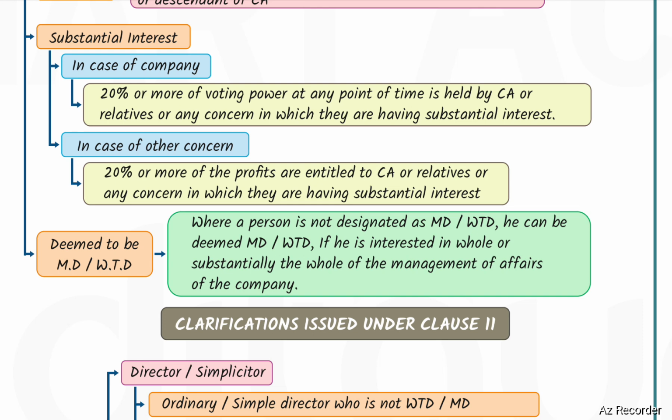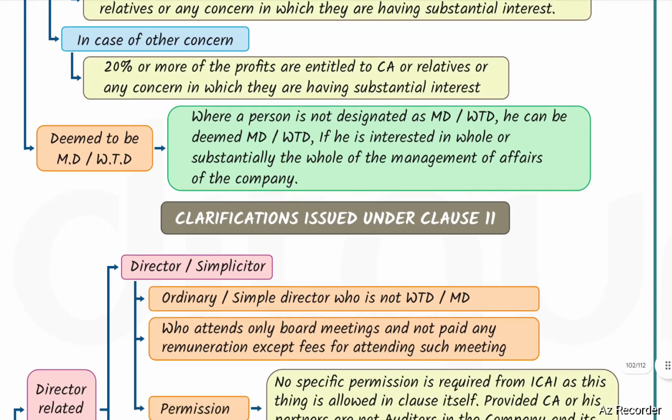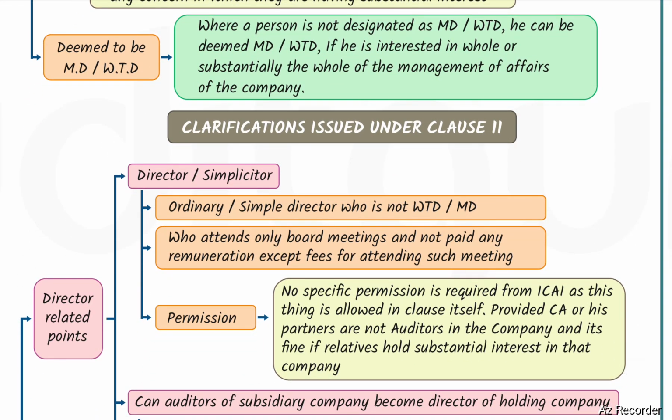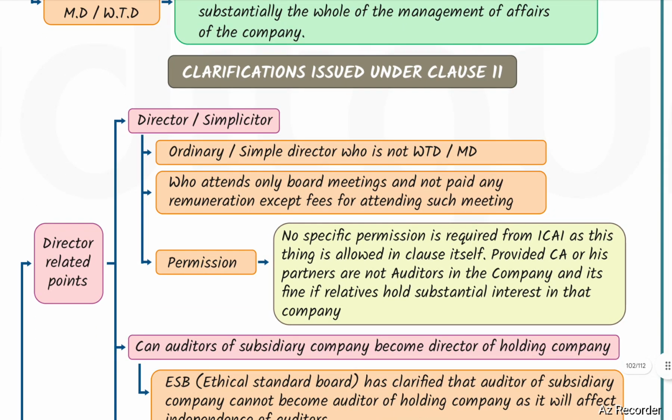In case of any other concern, 20% or more of the profits are entitled to the CA or relatives or any concern in which they have substantial interest. Deemed to be MD or WTD. When a person is not designated as MD or WTD, he can be deemed MD or WTD if he is interested in whole or substantially the whole of the management of the affairs of the company. Clarifications issued under clause number 11.